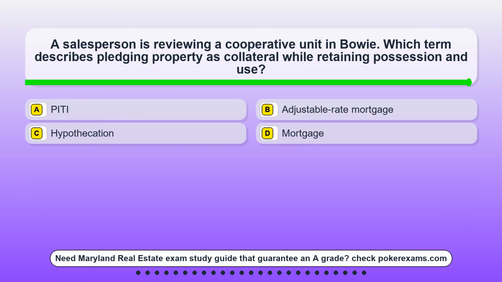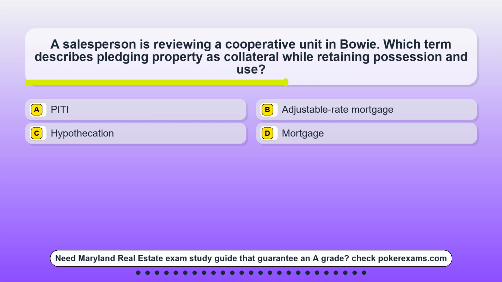Question 11. A salesperson is reviewing a cooperative unit in Bowie. Which term describes pledging property as collateral while retaining possession and use? Option A, PITI. Option B, adjustable-rate mortgage. Option C, hypothecation. Option D, mortgage.